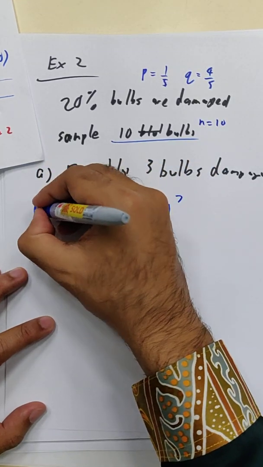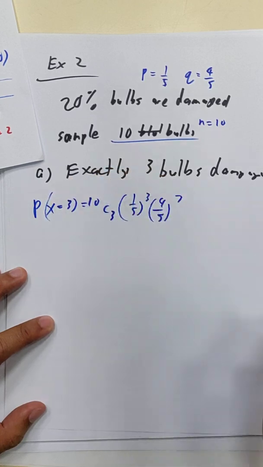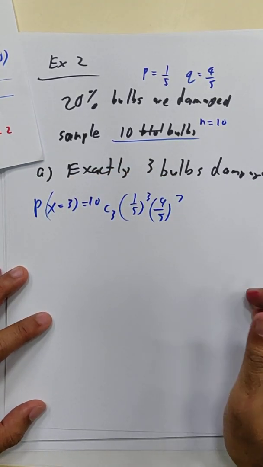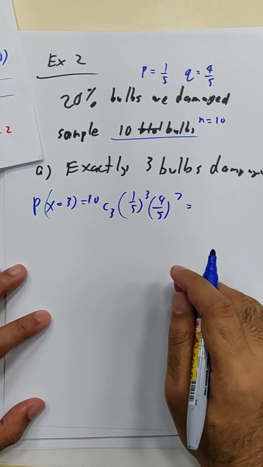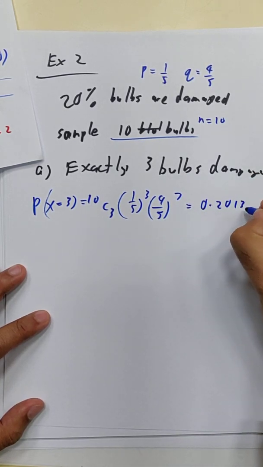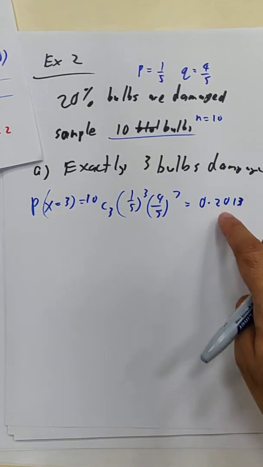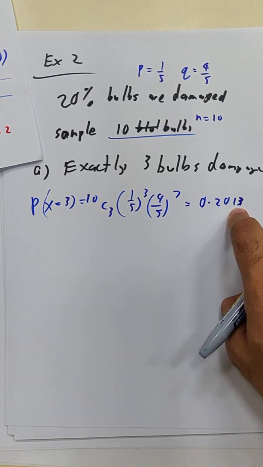I think I should write this one first. Px equals to 3. 0.2013. That means 7 years ago. 2020, 7 years ago.